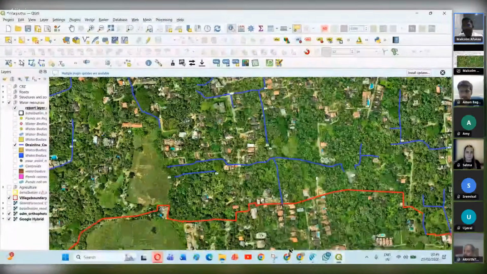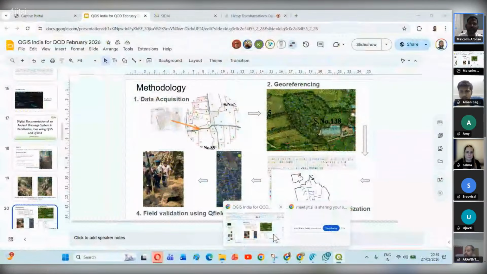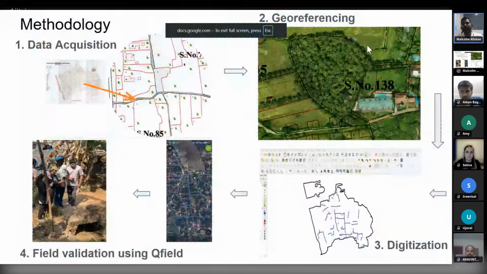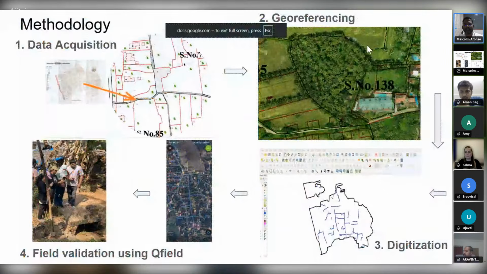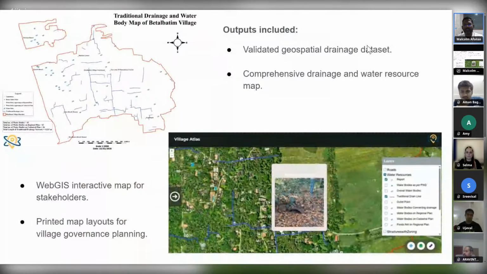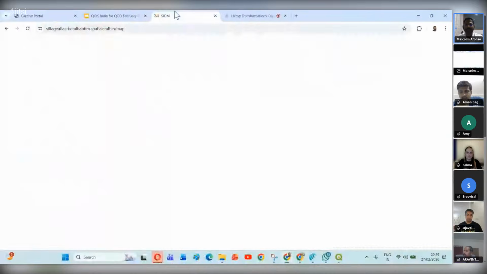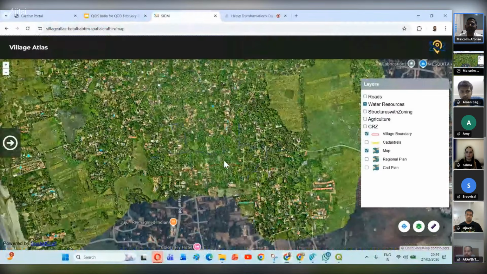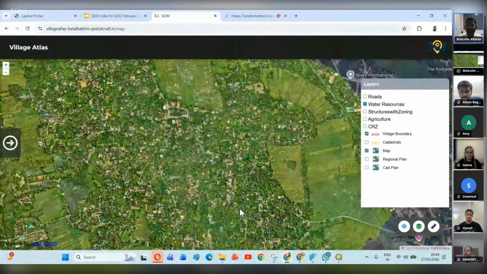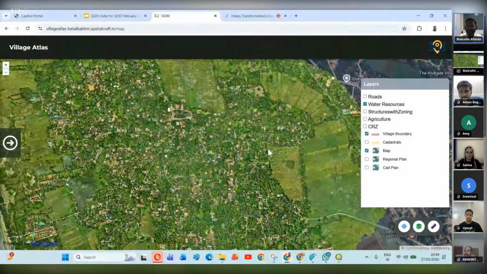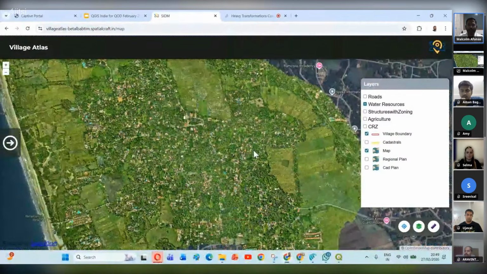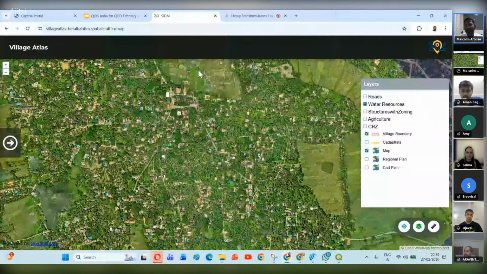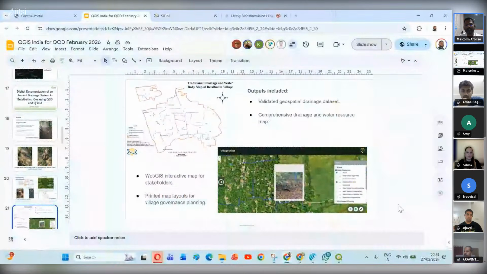Once this whole thing was done, we were able to provide the village administration with a map of the village, and we also created an interactive map, which you are seeing over here. This was also made using QGIS server. So at the back end, the engine that is running is QGIS server, which will now enable the local administrative bodies to use this in their planning.